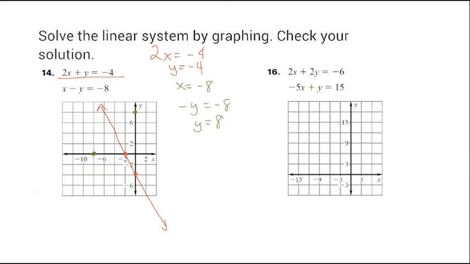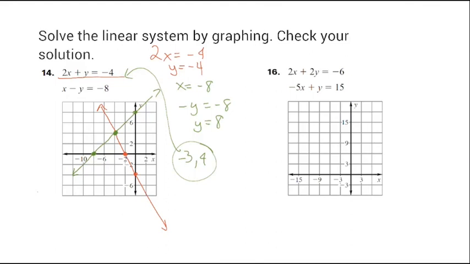And if I were to play connect the dots on this one, this is what I would get. Figure out where they cross. Write down that coordinate, negative 3, comma 4. I'm not going to do the work, but you need to put that negative 3, comma 4 into both of those to check your work.